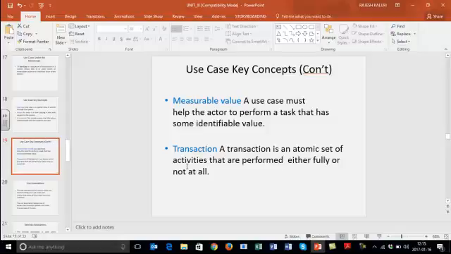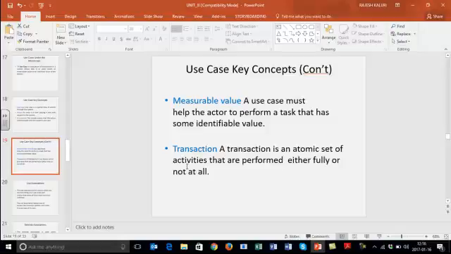And then the next point is transaction. A transaction is an atomic set of activities that are performed either fully or not at all. If you look, there are n number of transactions taking place while reserving a ticket. I've just taken an example of IRCTC. While you are performing some set of actions, like giving the source and destination as well as the date, accordingly a transaction will be performed.